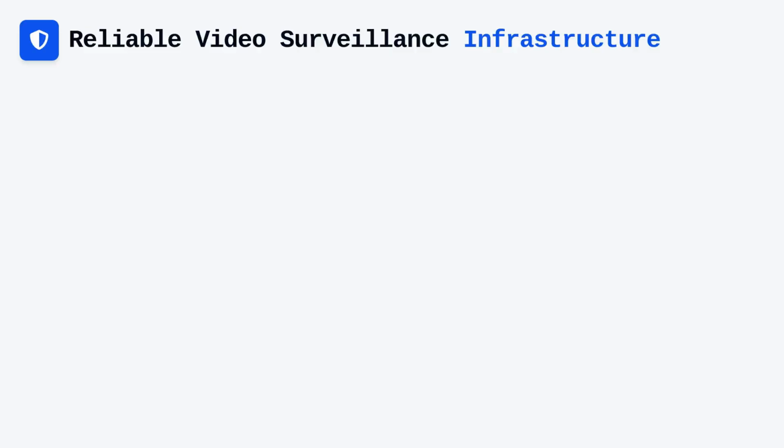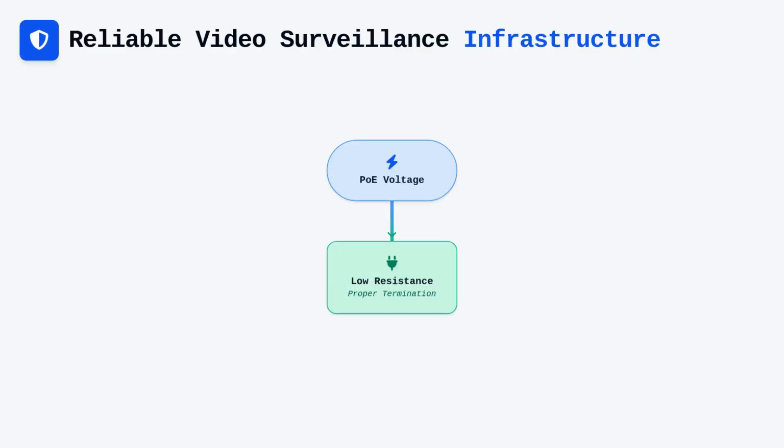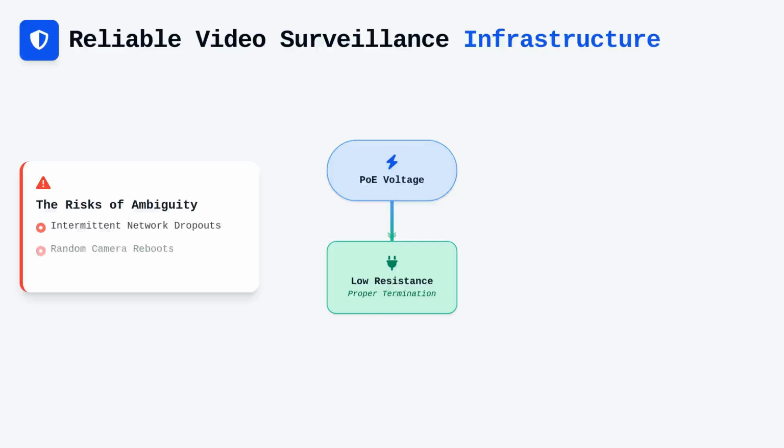Reliable operation in video surveillance is fundamentally about managing variables. By adhering to these strict standards for cabling and termination, you eliminate the ambiguity that plagues unprofessional installations. Power over Ethernet requires that the resistance in your cable run be low enough to deliver regulated voltage to the camera, and inadequate terminations are a primary cause of unnecessary voltage drops. When you see intermittent network dropouts or cameras that reboot randomly, the cause is often an improperly terminated cable or an excessive bend that has fractured an internal wire.